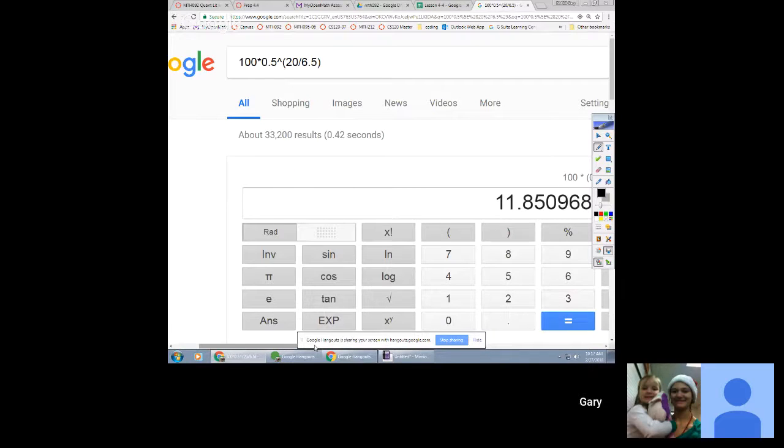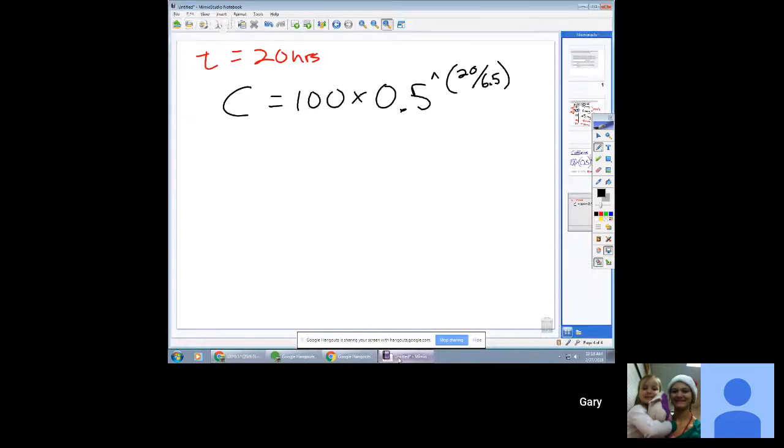Anyone not getting that number? Better answer. Everybody needs to be good with their calculator. You okay, Jenna? Okay, Cole, Aaron, good? Okay, Elena, you good? Okay, so then we'll try the other version. So that seems to work out. It's about 11.85. That seems reasonable.